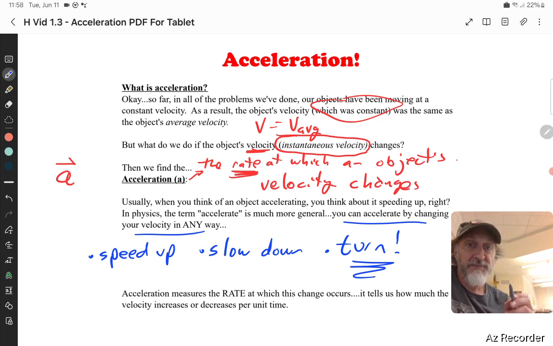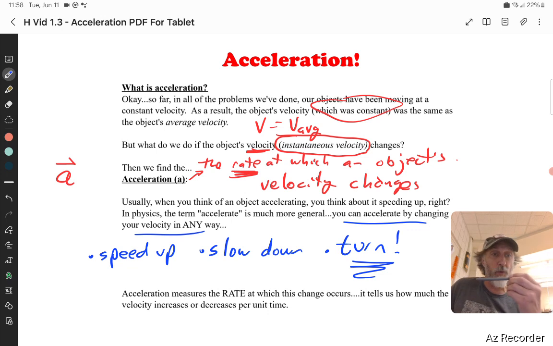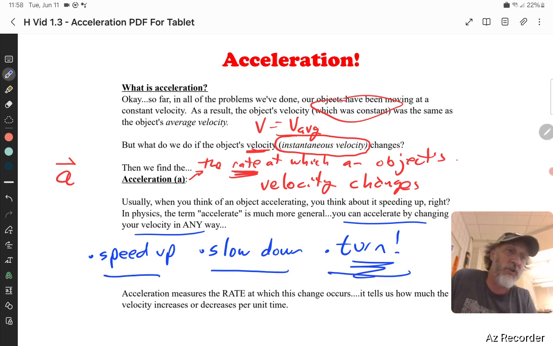Because remember, velocity changes. Well, when does velocity change? So I'm going 60 miles an hour west. There's my velocity. I could go 50 miles an hour west. Oh, I slowed down. My velocity changed. Or I could turn. I could change from going west to going north. That would also be a change in velocity because remember, velocity is a vector. So these are the three ways in which you can change your velocity: speed up, slow down, or turn.